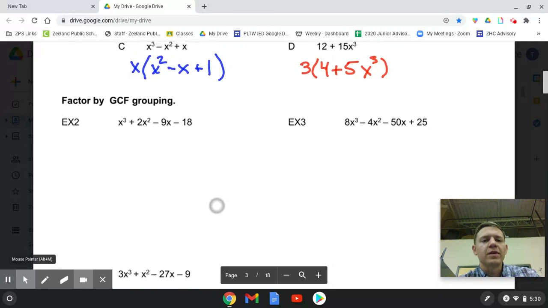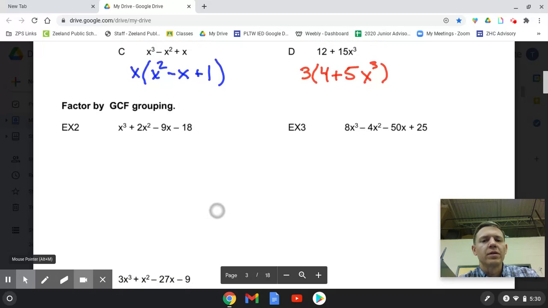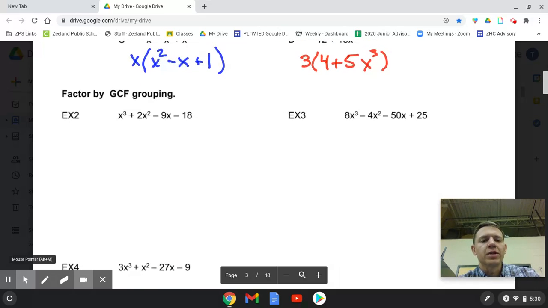This says factor by GCF and grouping. Okay, grouping is a little bit trickier. So let's look at that first one. X cubed plus 2x squared minus 9x minus 18. First thing I should ask myself, think back to the flow chart: is there a greatest common factor? No. 18 doesn't have an x, so I can't include x. And the first one's just an x cubed, so there's no number shared between them all other than 1, which doesn't help us. So nope, can't take a greatest common factor out.